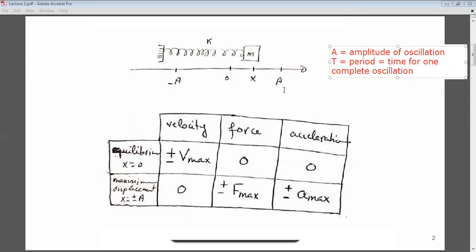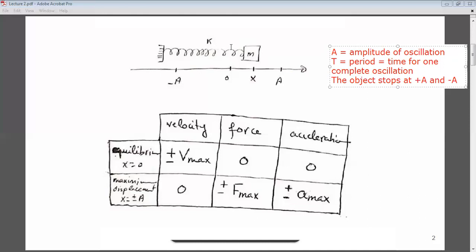Okay, what happens at plus A and minus A? The object stops at plus A and minus A. So if it stops, it means the velocity at plus and minus A is 0. So let's look here at our table. At the equilibrium position at 0, the velocity is maximum. It's positive if it's moving to the right. It's negative if it's moving to the left.